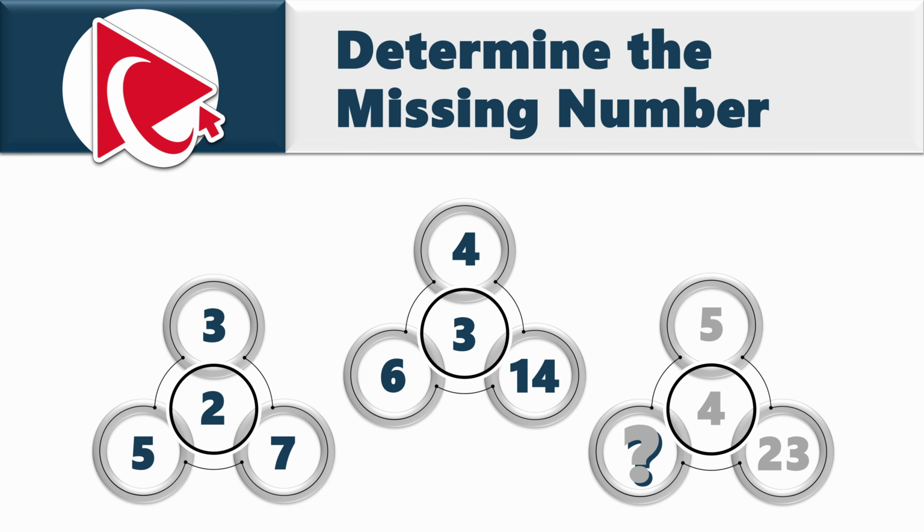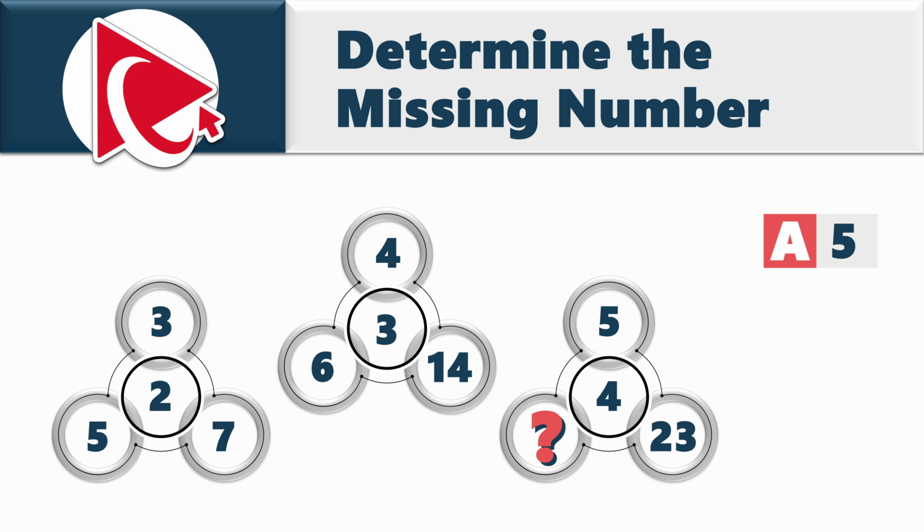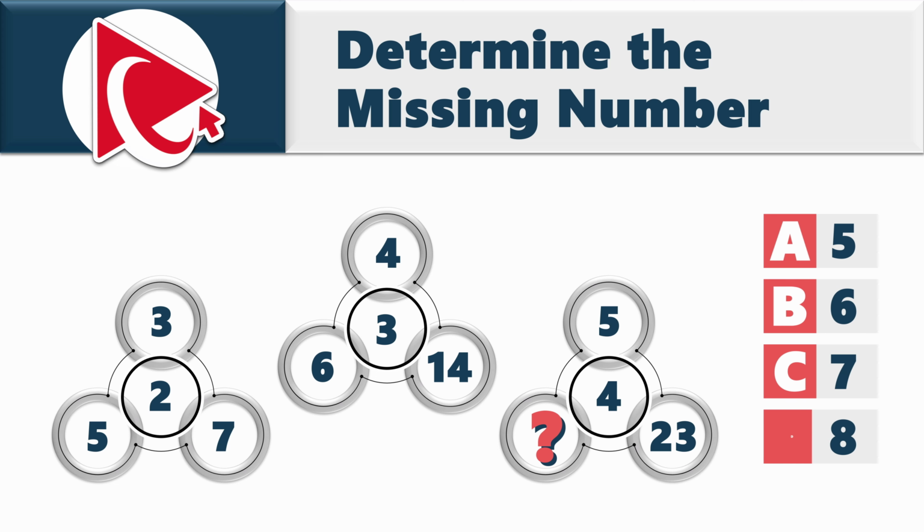And then in the third group, the numbers are 5, 23, number 4 in the middle, and then comes the missing number in the bottom left corner, which you need to calculate and select out of 4 possible choices. Choice A, 5, choice B, 6, choice C, 7, and choice D, 8.